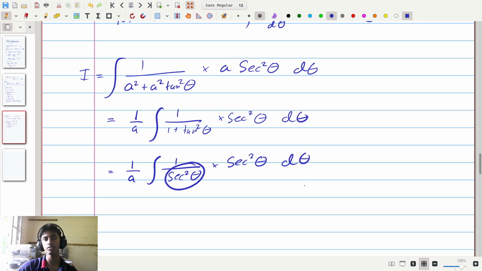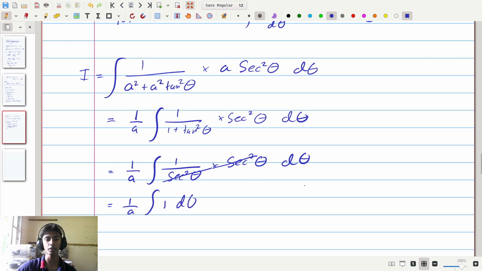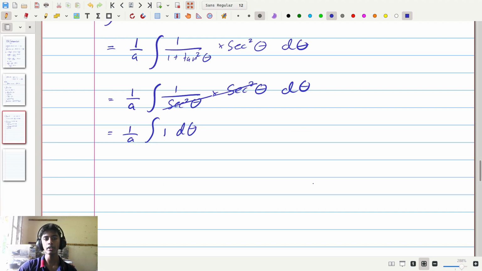Here we can see the secant square of theta on the bottom and the secant square of theta on the top. Cancelling them out, we get that this is equal to 1 divided by a times the integral of this thing, which is just 1, because when we cancel everything we are left with 1. So the integral of 1 with respect to theta. And finally, we know that the integral of 1 with respect to theta is simply going to be theta. So therefore what we have is 1 divided by a multiplied by theta plus the constant c.